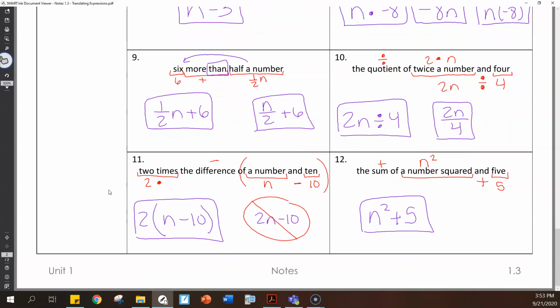Number 11, we need to be careful with that difference of a number. It is 2 times the difference. It's not 2 times the number, it's 2 times the difference. So I want to make sure that I have parentheses around that difference of n minus 10.